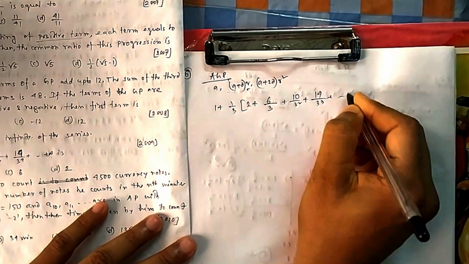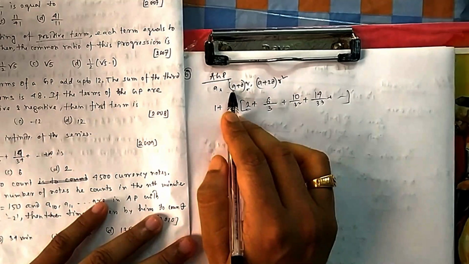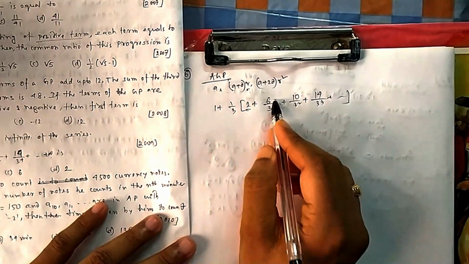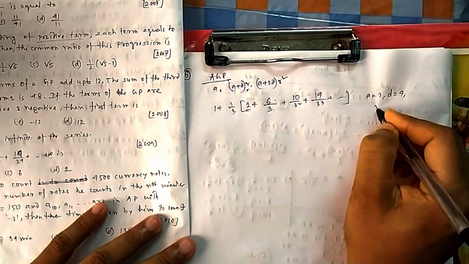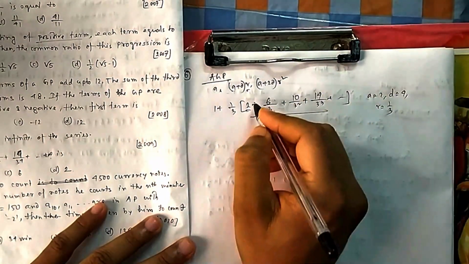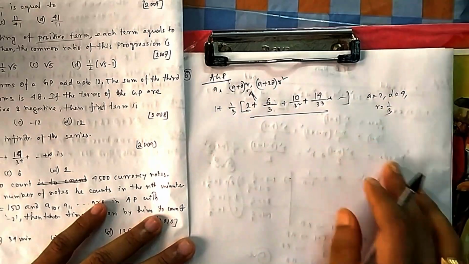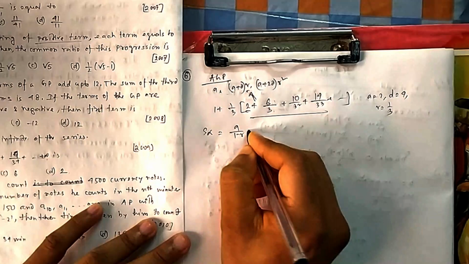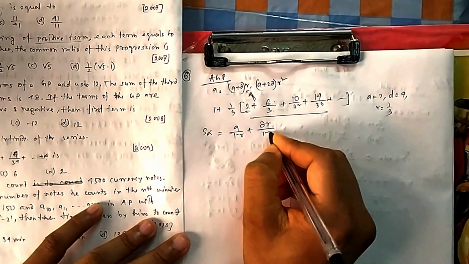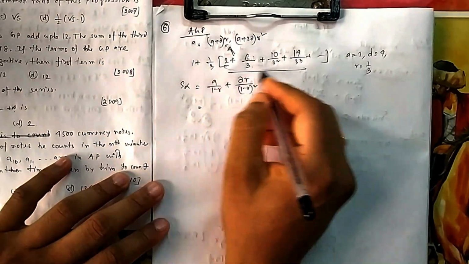Then the first term is this one, the second term is A plus D into R, and R is 1 by 3. So here A is 2, D is 4, R is 1 by 3. So you have to make it look like AGP. Then you can find all these things. And what was the sum up to infinity of AGP? A by 1 minus R plus DR by 1 minus R square. So if we apply this one, this is up to this much.